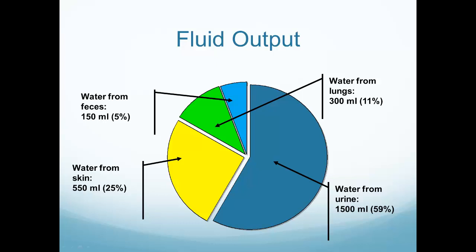Next, we have water from the lungs. You notice that's a fairly significant portion here, about 11%. Now, this is talking about somebody who is just sitting around breathing normally. But maybe you're running on a treadmill, which means we would be breathing faster. And the faster you breathe and the deeper you breathe, the more water will be released from the lungs. In fact, your patient could actually become dehydrated because of water loss from the lungs, from breathing too much with hyperventilation. We also have about 5% of our water loss coming from feces.